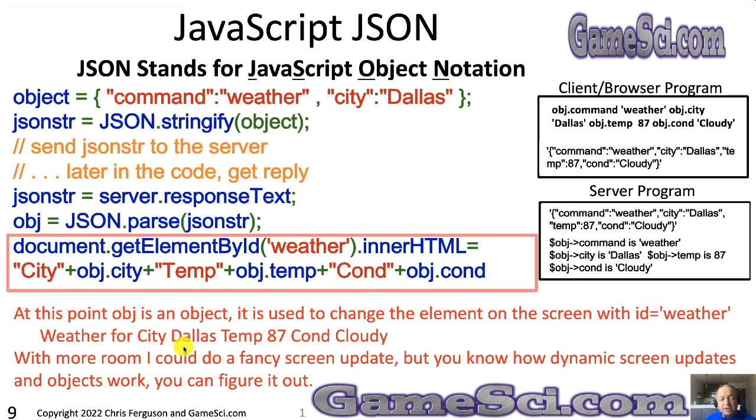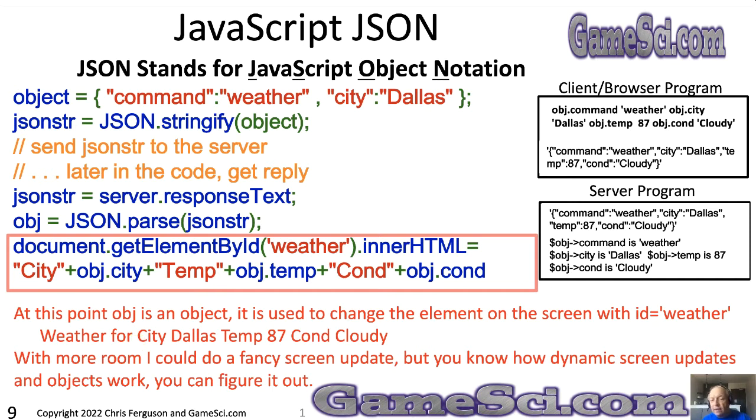The weather for city Dallas, temperature is 87, conditions is cloudy. Now, if I had more room, I could do a fancier screen update. Heck, if I had more room, I would have spelled out the word conditions here instead of cont. I would have made the variable condition instead of cont. But I don't have more room. I have to kind of squeeze it in there.